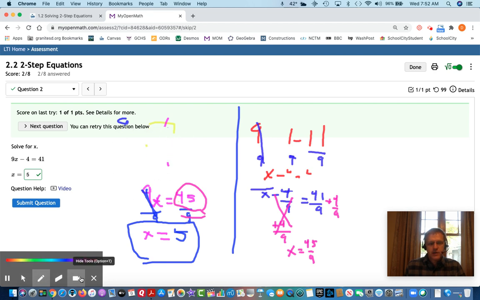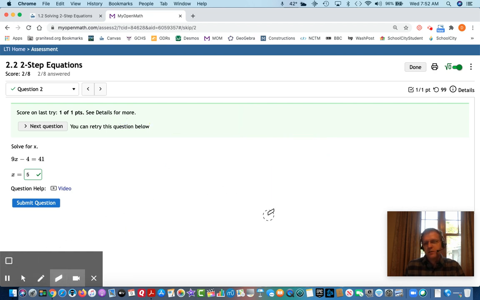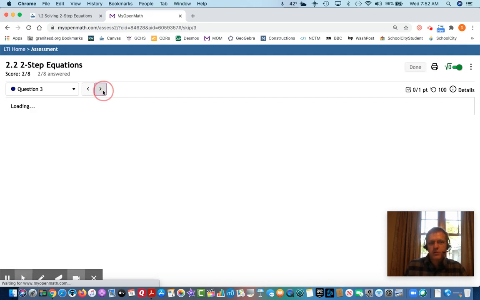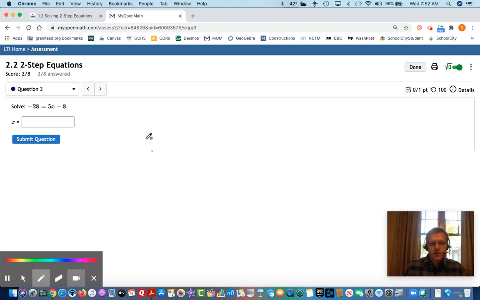I wonder if there's a way I can erase. Ooh, wipe screen. I just learned something. So I would definitely say, please do the add and subtract first, and then do the multiply and divide. Let's do a couple more examples here.